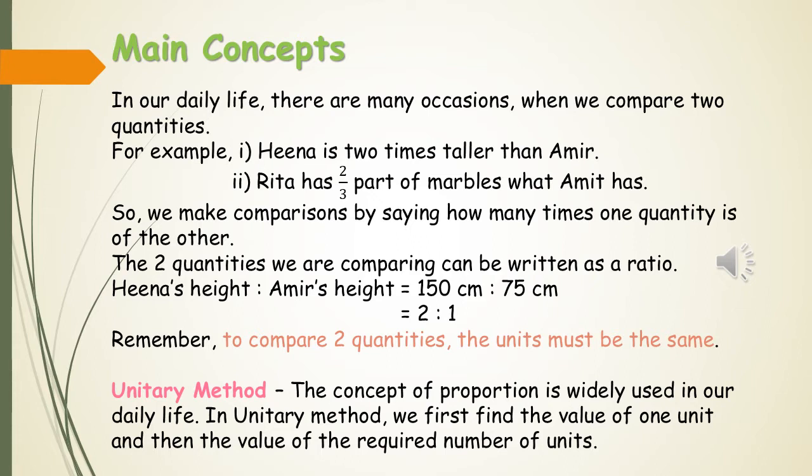Like Hina's height, as it is said that it is 2 times the height of Amir. So Hina's height is to Amir's height, that is equal to 150 centimeter is to 75 centimeter. If you reduce it to the lowest term, we are getting 2:1, which also says that Hina is 2 times taller than Amir.